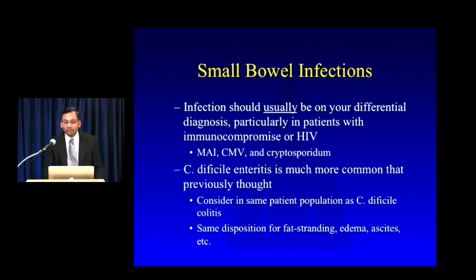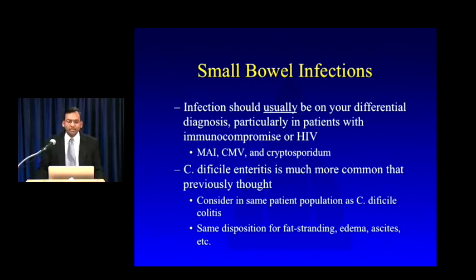On the other hand, pathogens like TB, Salmonella, Yersinia, Shigella, Campylobacter, typhoid tend to have involvement of the cecum and the distal small bowel. Now, small bowel infection, I'd say in most cases should be on your differential when you're dealing with small bowel wall thickening, and that's particularly true when you have a patient who's immunocompromised or HIV positive. And in those cases, you're probably dealing with an atypical organism, things like MAI, CMV, Cryptosporidium.